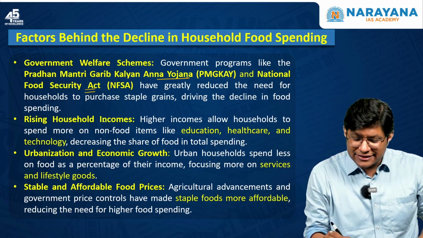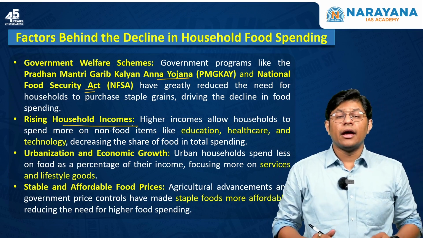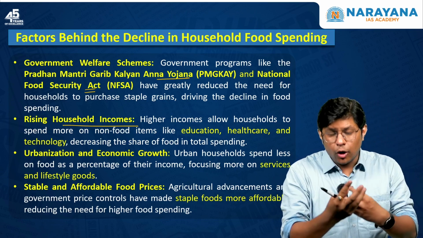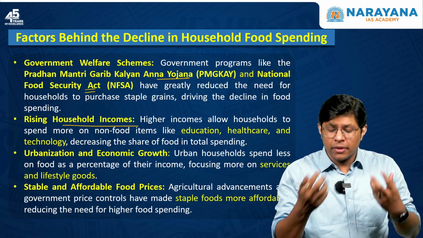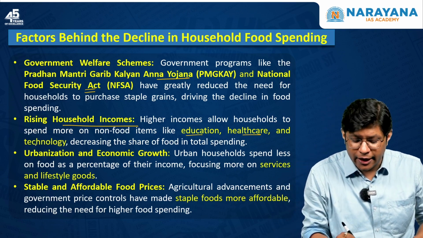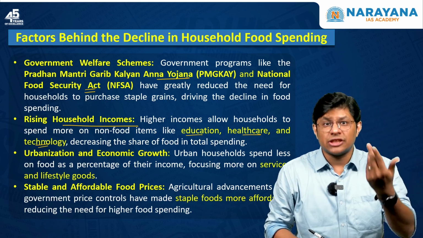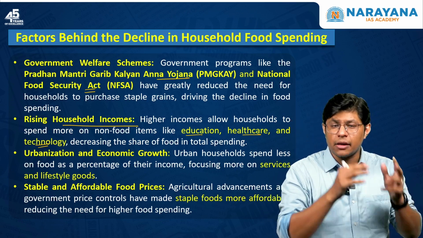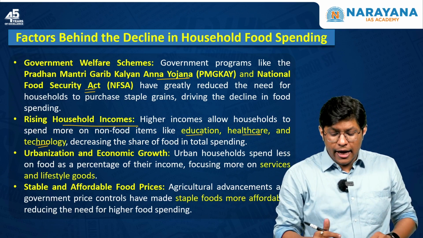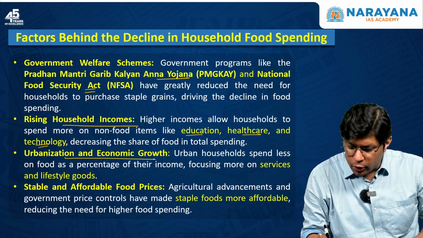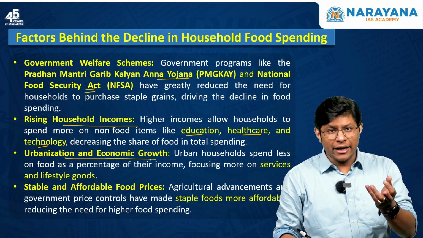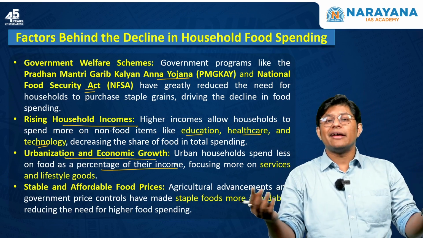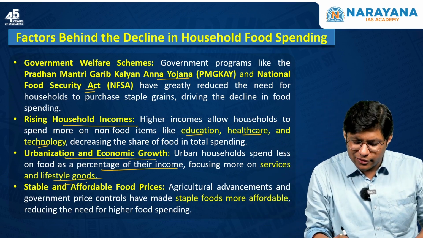Second, rising household income. Because of the lower expenditure on food, families are spending money on education, healthcare and technology. They are giving education to their children, and their children are getting good jobs in the market and helping the status of the family. Third, urbanization and economic growth. Urban households spend less money on food as a percentage of their income, and they focus more on services and lifestyle goods.